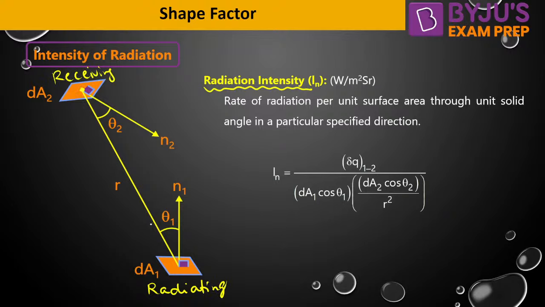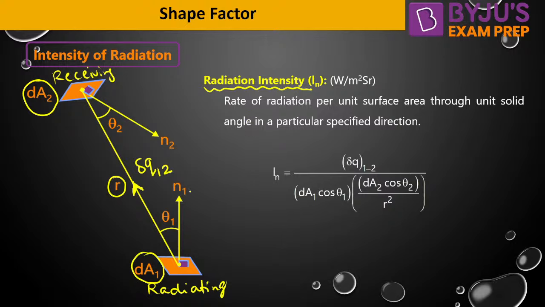And their centers are joined by a line which has a distance r. R is the distance between these two. The radiation heat transfer from 1 to 2 is going in this direction, so we can define del Q 1 to 2. The radiation leaving surface 1 and reaching 2 is del Q 1 to 2, because the areas are dA1 and dA2. We are talking about small areas dA1 and dA2.